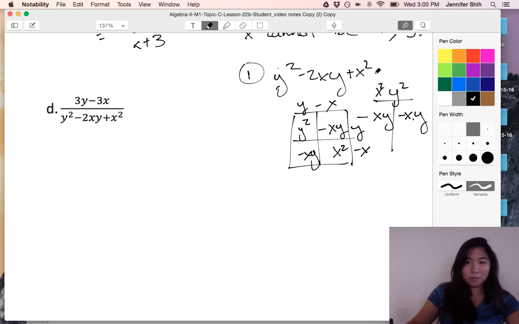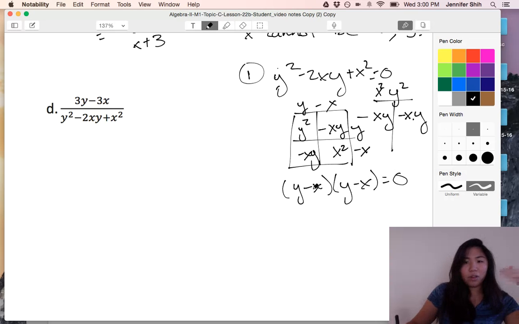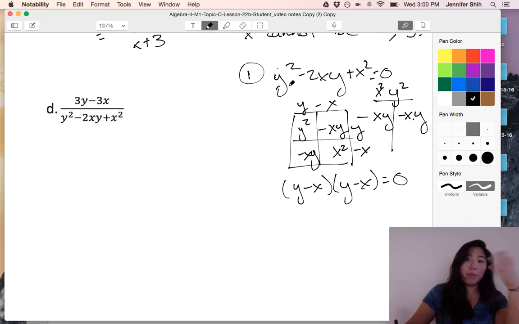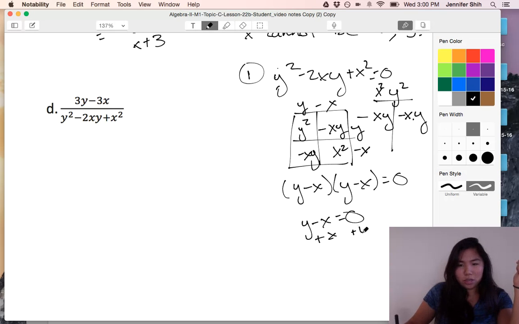It looks like I have y minus x times y minus x is equal to 0. And if I FOIL this out, or I box method this out, I should get my y squared minus 2xy plus x squared equals 0 back. Okay, so now because there is a multiplicity of these two factors, we know that we can just use one of the factors to solve for. And that means that if I add x to both sides, I get y is equal to x.